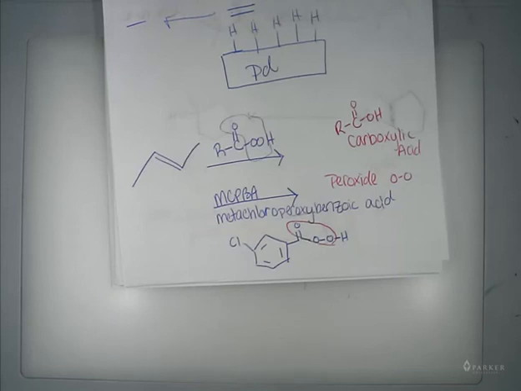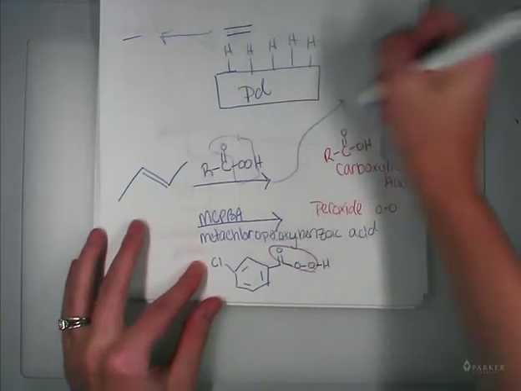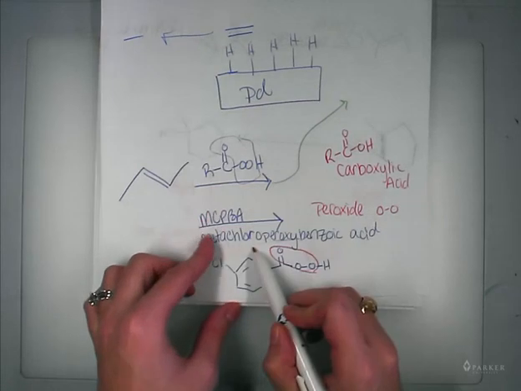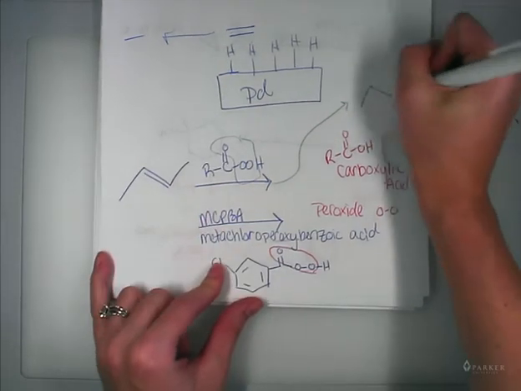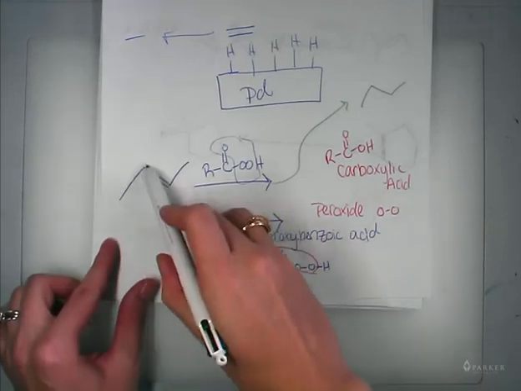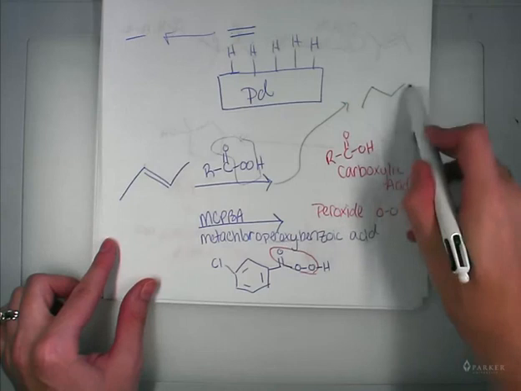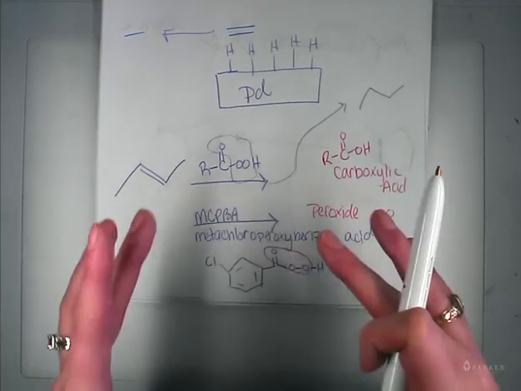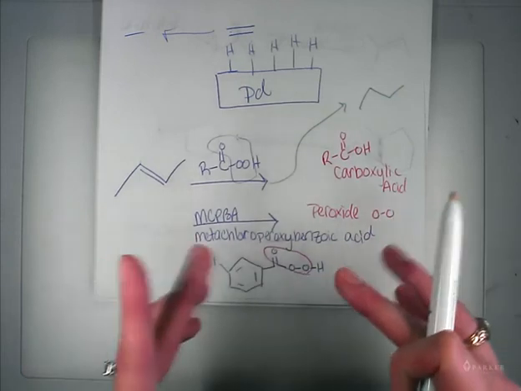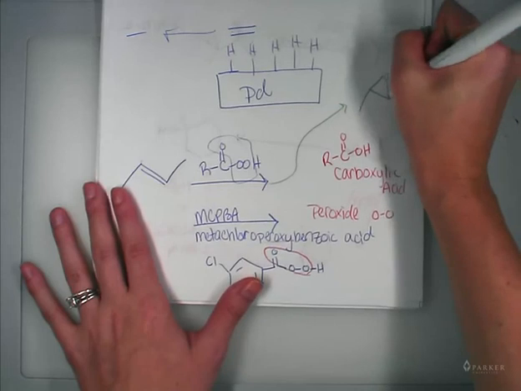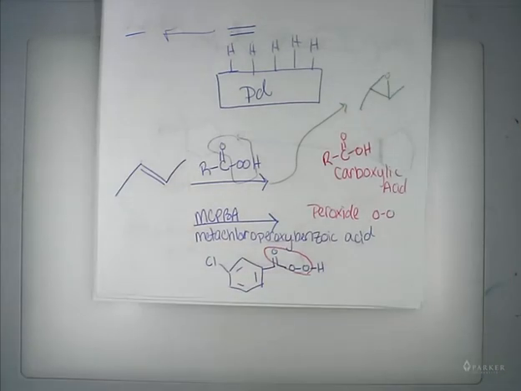Now all you have to do when you're drawing the product here, let me bring it over here. You see, here's my double bond. Here's my peroxy acid. Now I'm going to draw the carbon structure just like it was: up, down, up, up, down, up. And then what does the epoxide look like? The triangle with what atom? Oxygen. So right where the double bond was, you put your epoxide.